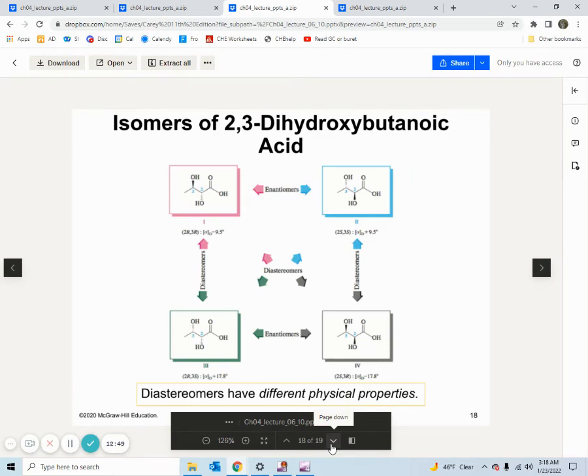Here, we view the isomers of 2,3-dihydroxybutanoic acid. We see the pairs that are enantiomers, and the ones that are diastereomers; there are actually 3 pairs of those, and finally those that are enantiomers. Further, note that diastereomers have different physical properties.